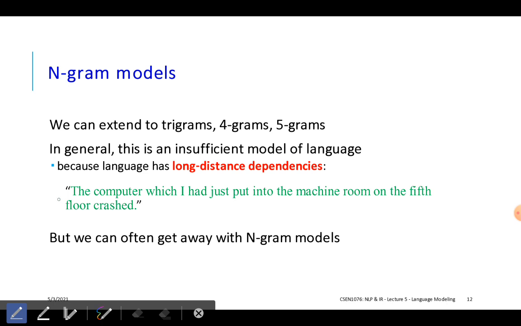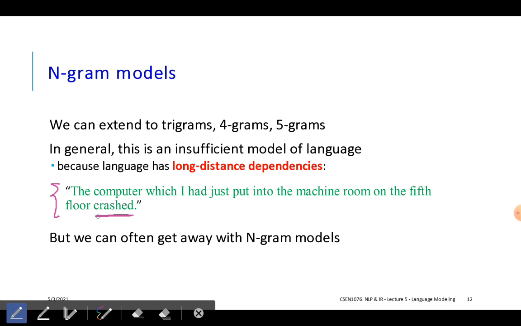Let's take this very nice example to showcase what it means to have a long distance dependency. You have a sentence here that says, the computer which I had just put into the machine room on the 5th floor crashed. So let's assume that you are trying to generate the word crashed.